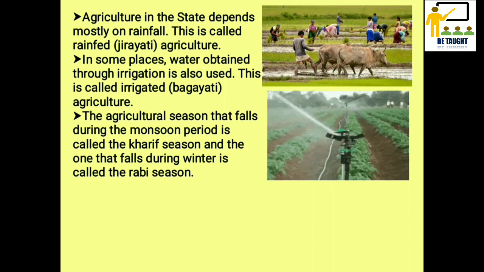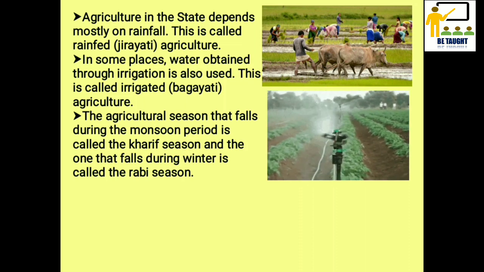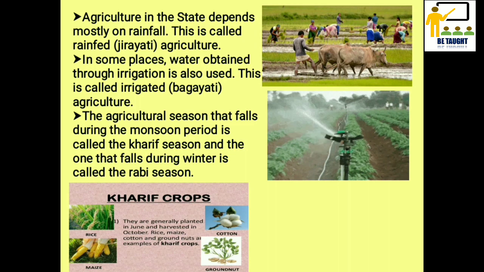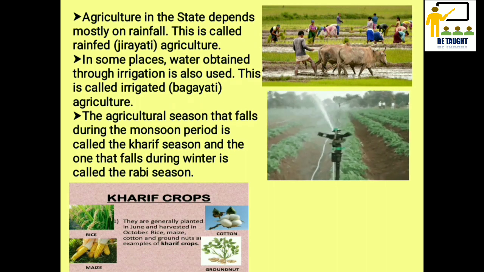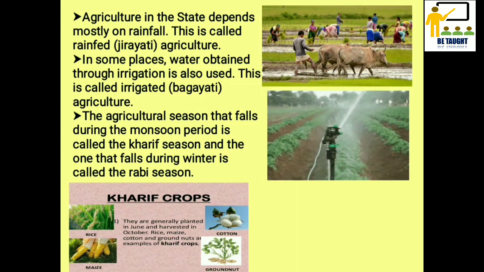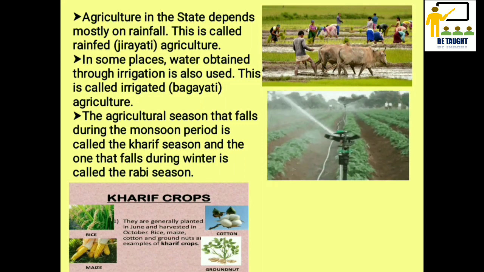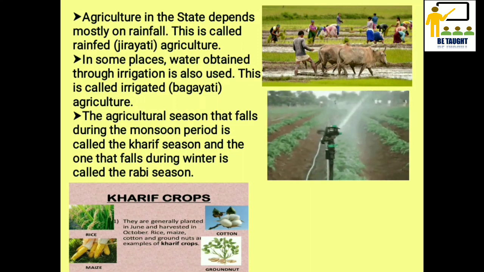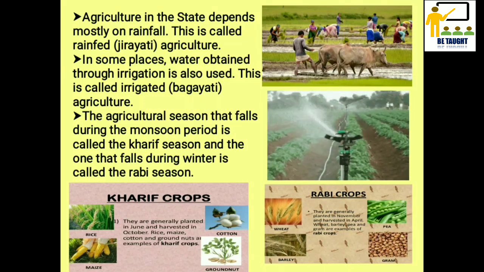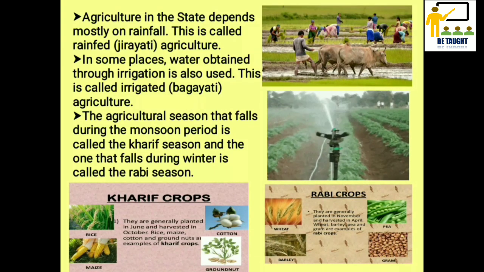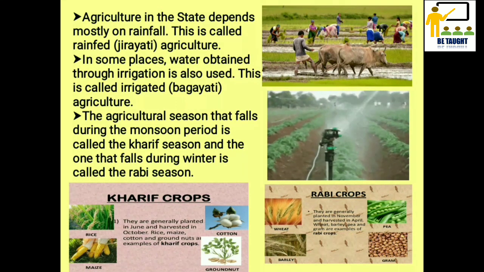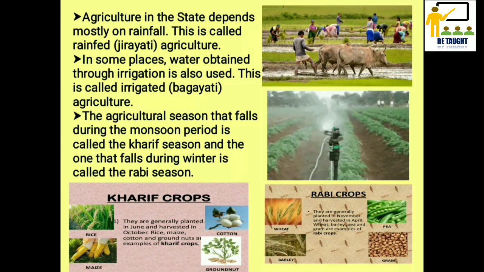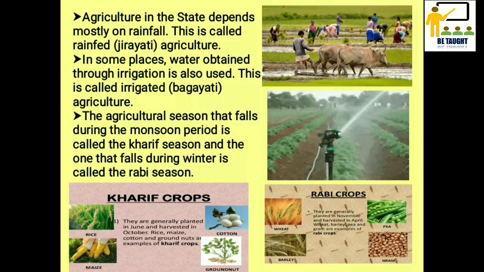The agricultural season that falls during the monsoon period is called the Kharif season. So, the Kharif crops are generally planted in the month of June and harvested in the month of October. Few examples are rice, maize, coconut, groundnuts, etc. And the one that falls during winter is called the Rabi season. Now these rabi crops are generally planted in the month of November and harvested in the month of April. Few examples are wheat, barley, peas, grams, etc.